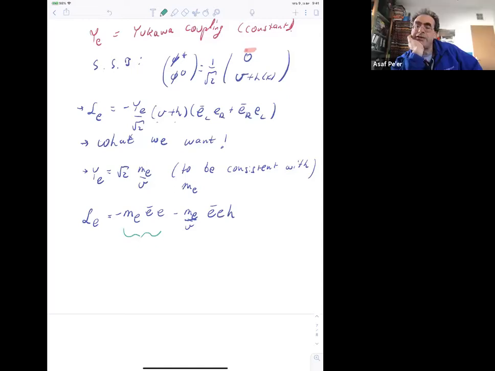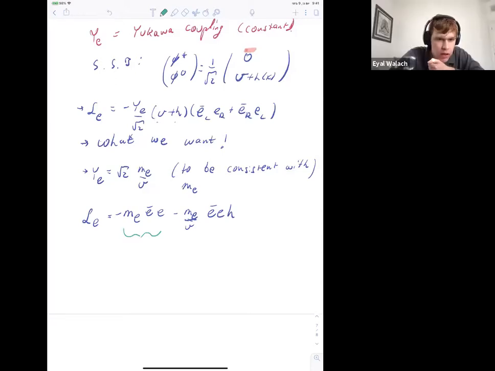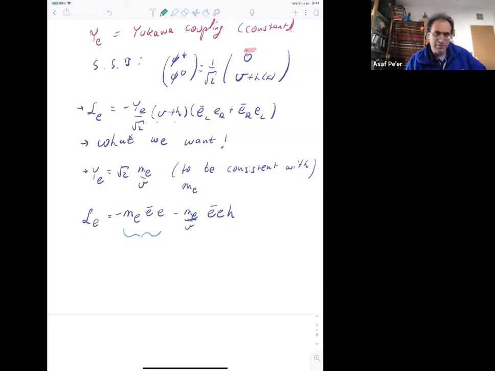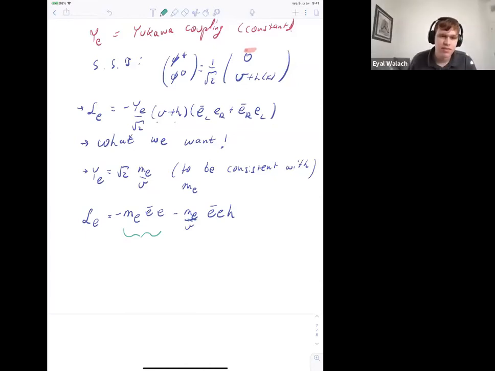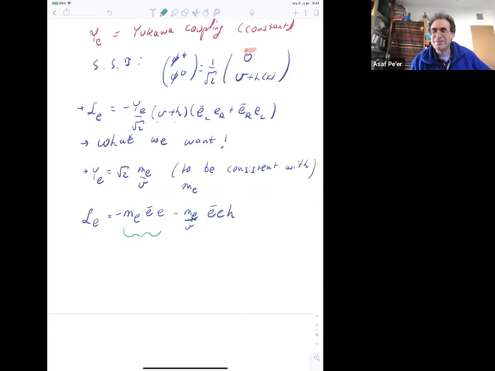Somebody help me. What is this term? What are you seeing here? That's just y_e over square root of 2 times (v plus H). No, this is just the mass of the electron. Right? This is this term in the Lagrangian. This is just the mass term for the electron. That's what it means, right? But now, where does it come from? It comes from coupling between the electron and the Higgs field and the vacuum.